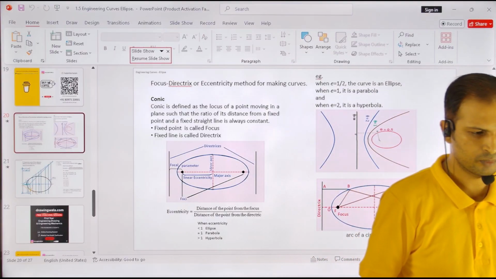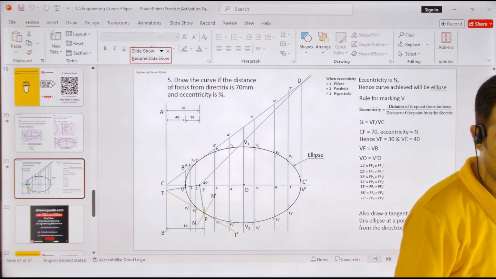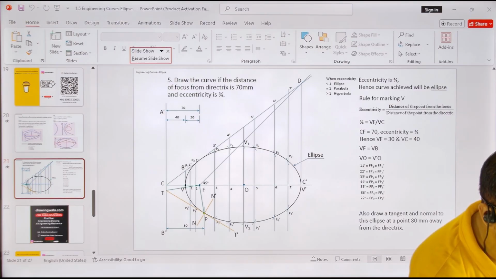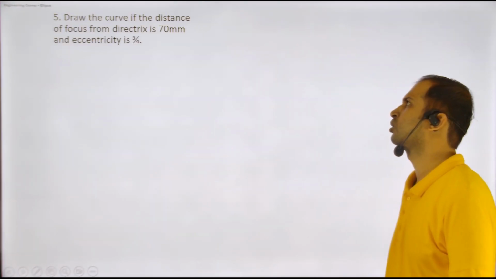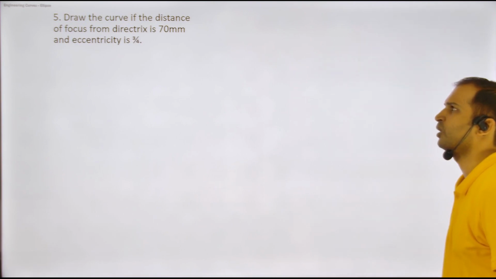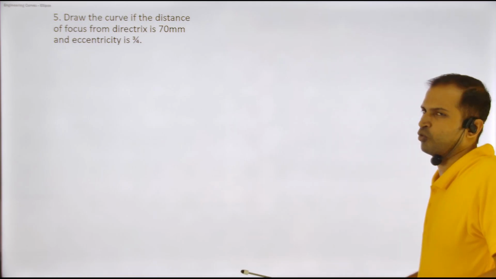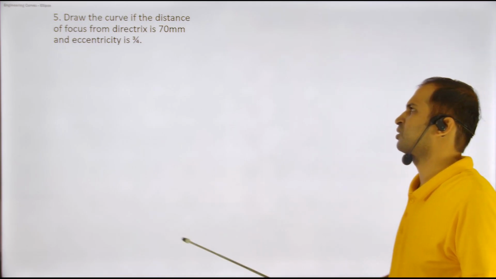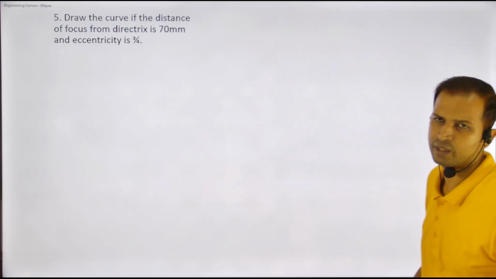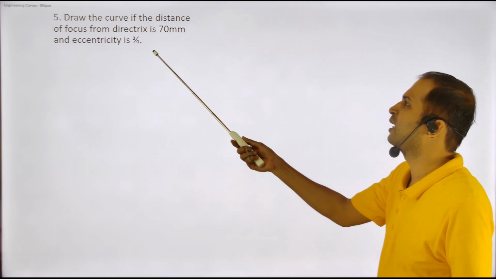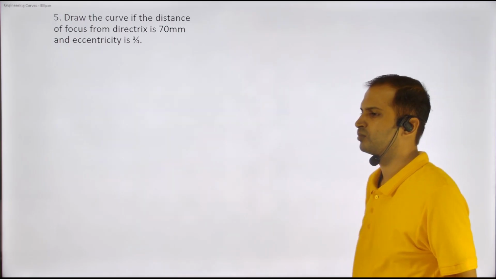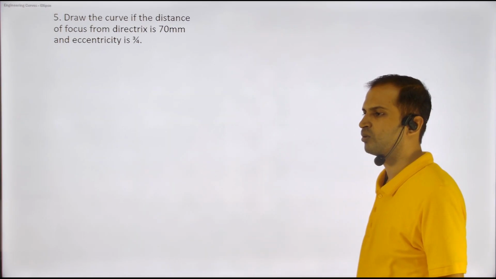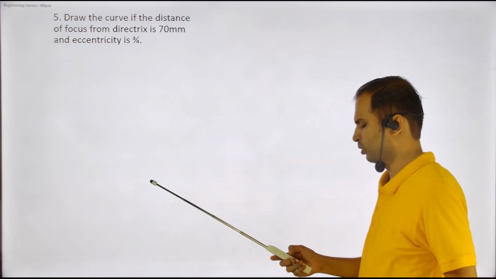So now we'll go for this one: how to draw an ellipse using the focus directrix method and how to draw the tangent for the same. Draw the curve if the distance of focus from directrix is 70 mm and eccentricity is 3/4. Eccentricity is given, which means it is less than 1, so it is going to be an ellipse. They have not mentioned draw an ellipse, they have said draw a curve. We'll draw the tangent after this. Once we draw this, we'll draw the tangent also.